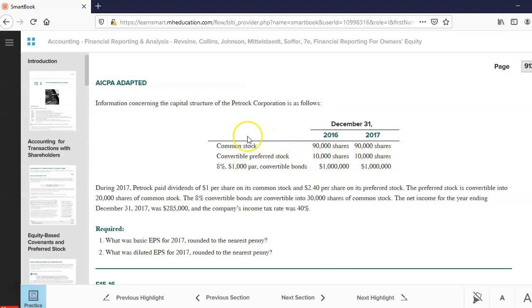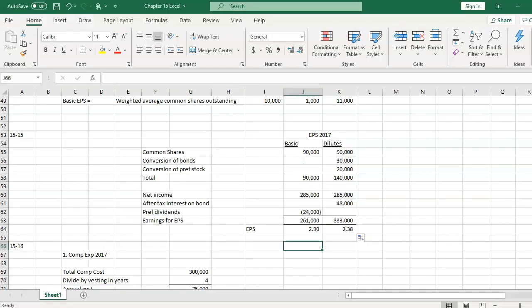Let's go back and look at this question here. So got the commons, the convertibles, and the bonds. Okay, so I've got those. And let's go back and take a look at what we put together to compute this. So I've got the earnings per share, I've got the basic, and I've got the diluted. So the common shares were 90,000 for both. The bonds convert to 30,000 shares of common. The preferred converts to 20,000 shares of common. So this total is 90 for basic, 140 for diluted. My net income for both is still the same, 285, but then I have to adjust each one based on the conversion.